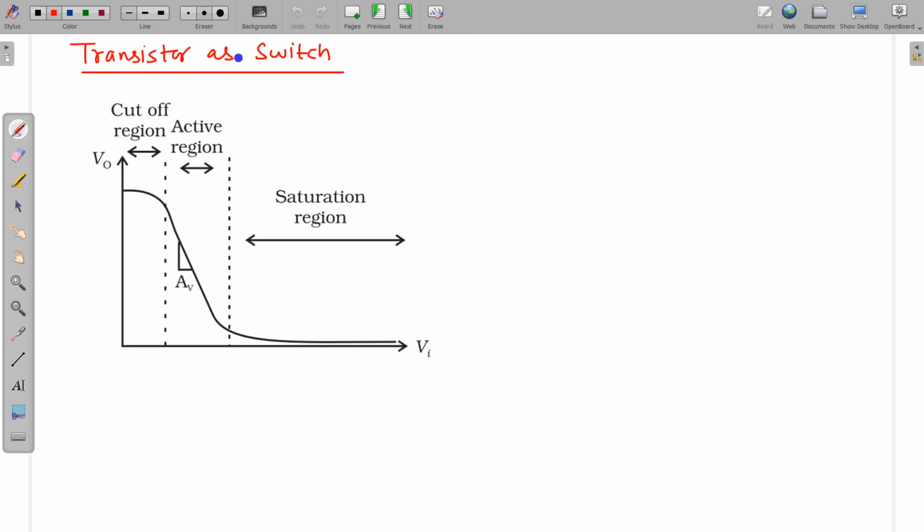Next topic, I am taking transistor as switch. In this diagram, I have drawn a graph between V0 and Vi. This is output voltage and this is input voltage, and these several regions are shown on this graph. Output voltage, as we have already shown, is VCE, which is VCC minus IC into RC.